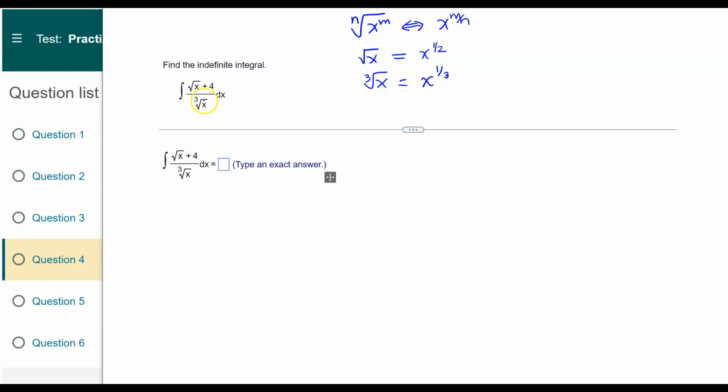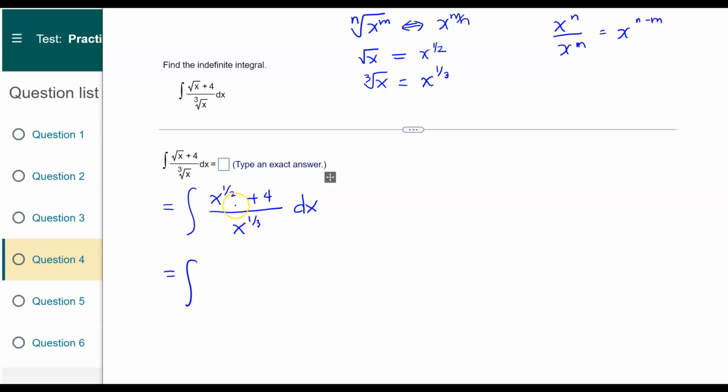So going back to the problem here, you will have to write this in exponential form. So you will have x to the 1/2 plus 4 divided by x to the 1/3 dx. Now, simplify this further using laws of exponents. So remember, if you are dividing x to the n divided by x to the m, this could be written as x to the n minus m. Just subtract the exponents.